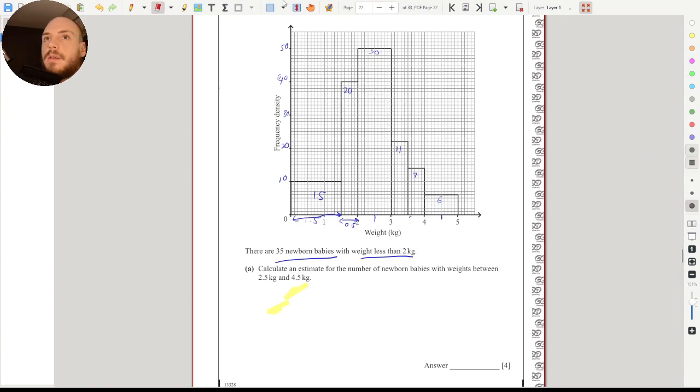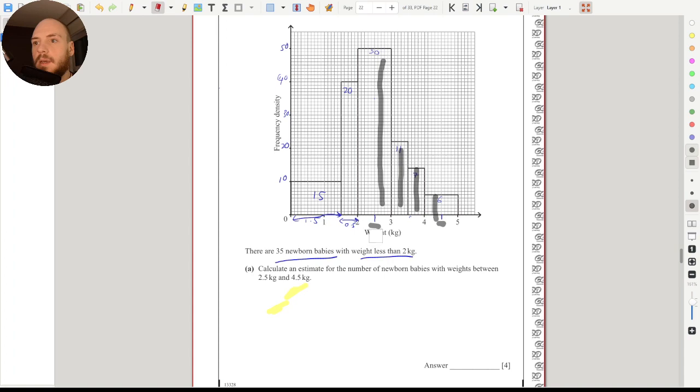So what I'll do here is color in this area. We're looking for this whole shape here, this whole shape here, this shape here, and this shape here. That's how many babies were born between 2.5, which is here, and 4.5, which is here.